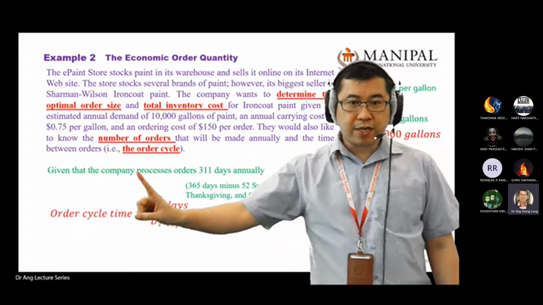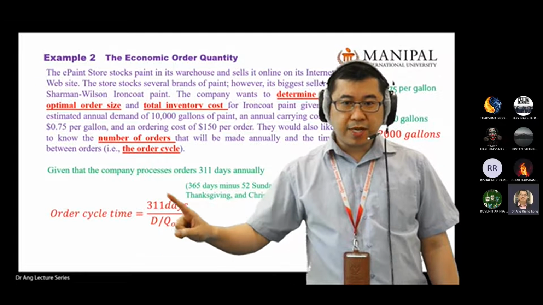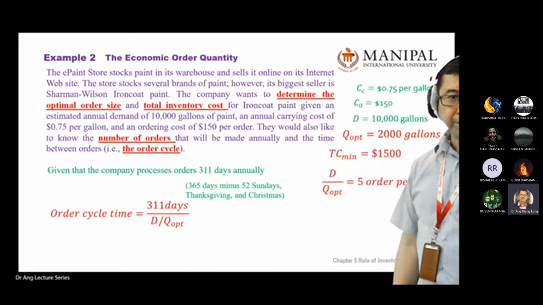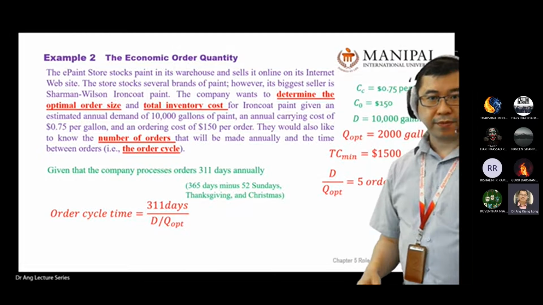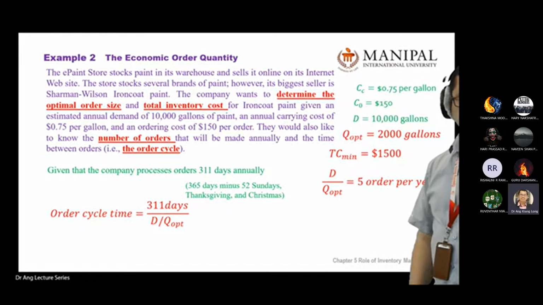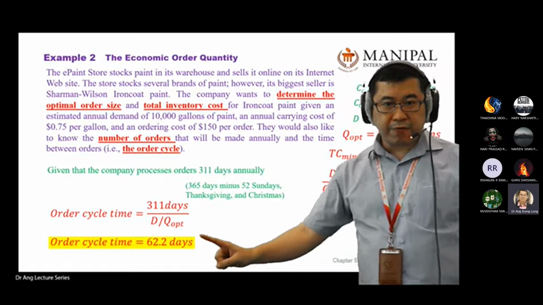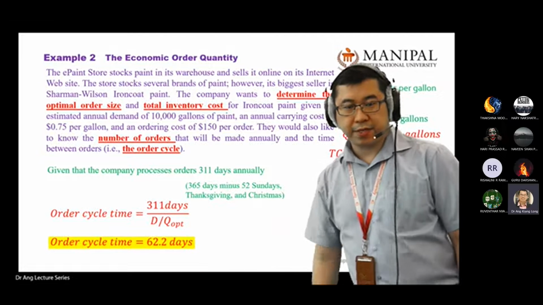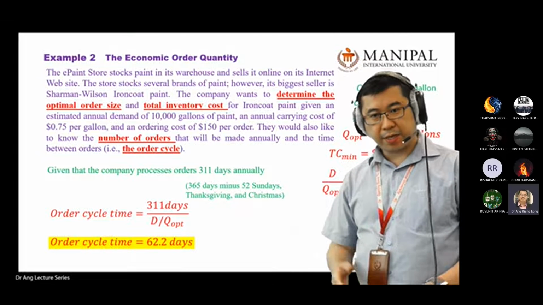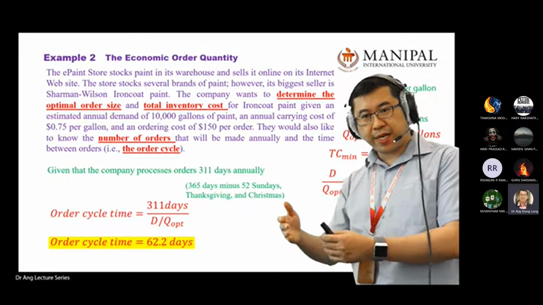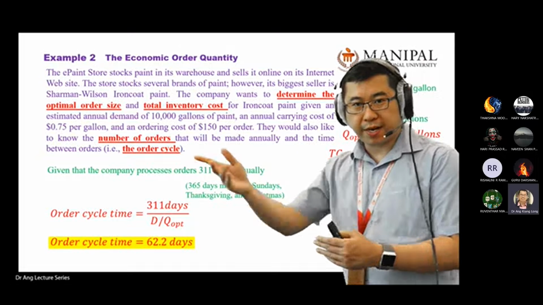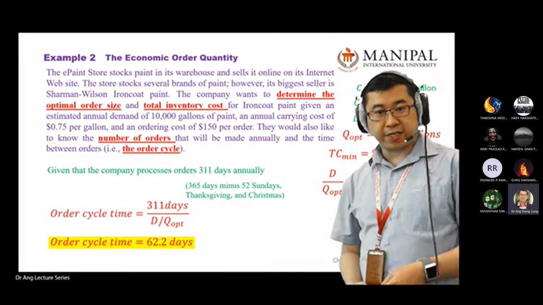So how do you calculate the order cycle? You take 311 days divided by the number of orders per year, the 5 orders per year that you calculated just now. When you divide, it is 62.2 days. Order cycle time is 62.2 days, meaning after 62.2 days there will be another new cycle. It means a new order you need to start after 62.2 days.